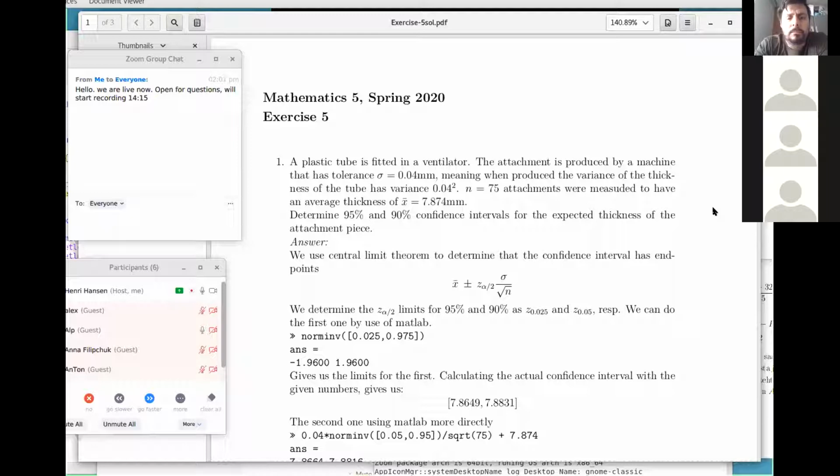So we've measured, what's the situation here? We've got a sample, n equals 75 size sample, and we have gotten a result which is 7.874 millimeters. And what is the interpretation of the 95% or the 90% confidence interval? Again, let me reiterate this. We did this during the lectures, and I did this on the Friday.